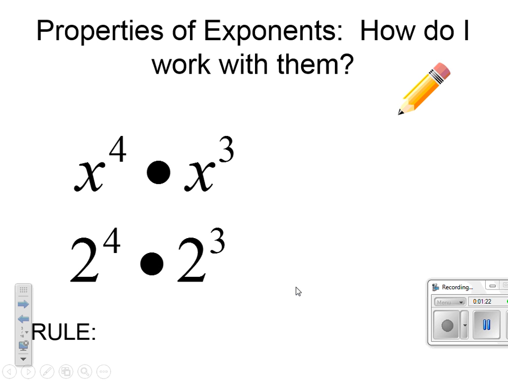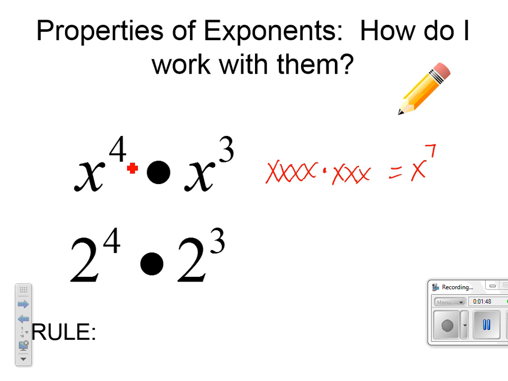All right, so we got to work with some of these properties and rules, but how do I work with them? If I have x to the 4th times x to the 3rd, what does that mean I do? Well, yesterday we talked about if the bases are the same, we could add them. We have 4 x's, and then we have 3 more, for a total of 7 x's. So this would be x to the 7th.